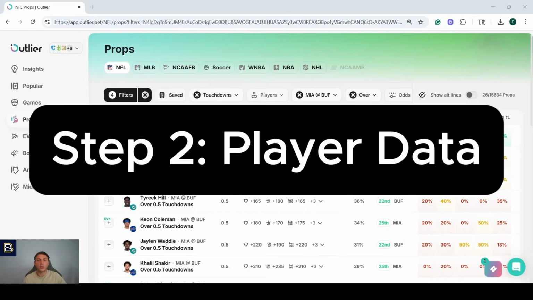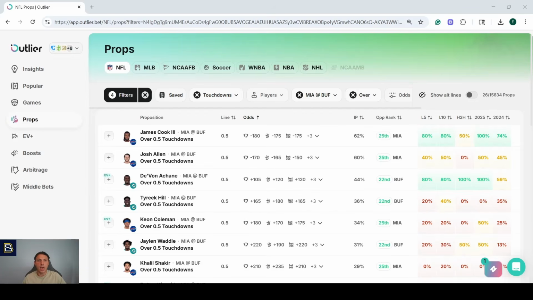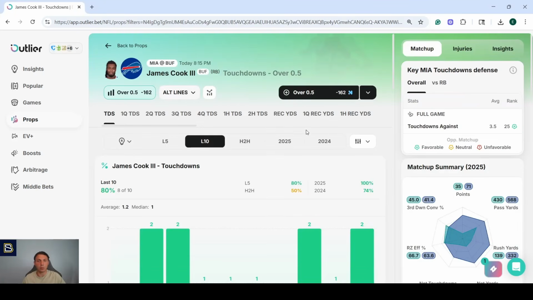After I get a holistic look at the market using Outlier's game line tab, now I head over to the player prop tab. I have it filtered by touchdowns, overs, and I'm focusing on this Miami at Buffalo game because there's a total of 49.5, meaning points are expected to be scored. Let's look at some of the data that Outlier has for player prop research.